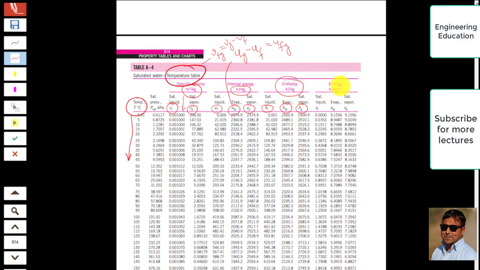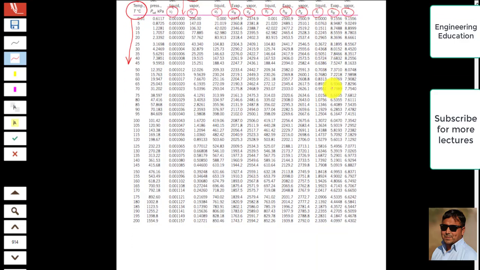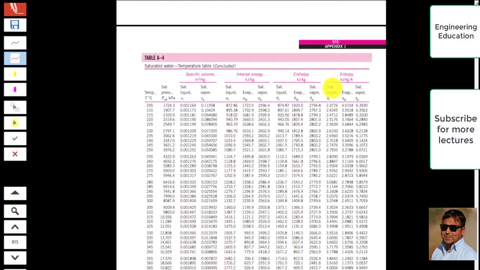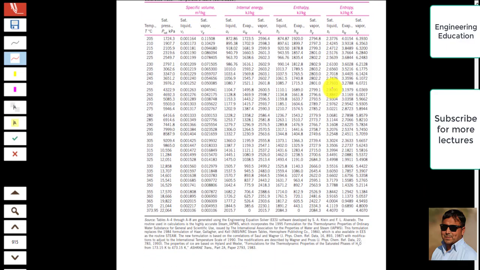And this is the value of entropy measured in kilojoule per kilogram per Kelvin, represented by saturated liquid specific entropy SF, saturated vapor specific entropy SG, and this is the mixture specific entropy SFG. So these values are mentioned and picked according to the requirement of the problem. So going down, these values are mentioned up to 373.95 degrees centigrade.